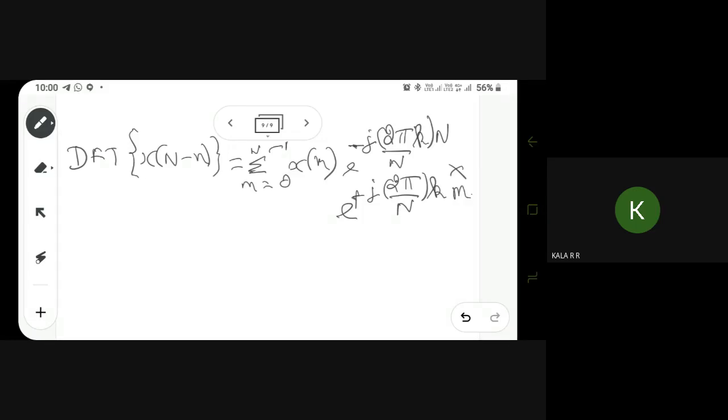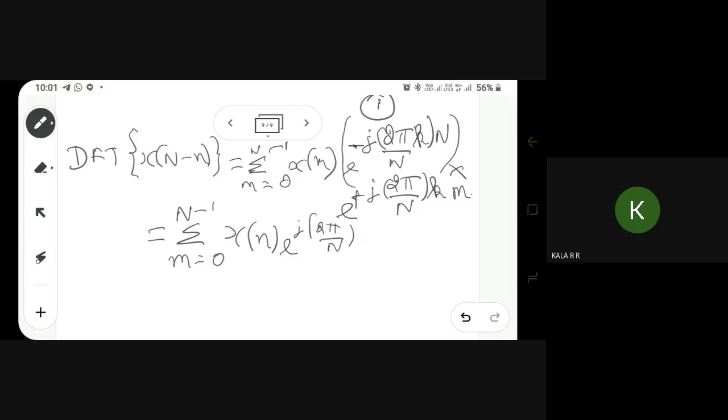So now what happens here? This N and N get cancelled out. So there will be e power minus j 2 pi, where k is a constant. So this value becomes 1. Yes, this value will take the value of 1. So now it will be summation m equal to 0 to N minus 1 of x of m, e power plus j 2 pi by N k into m.